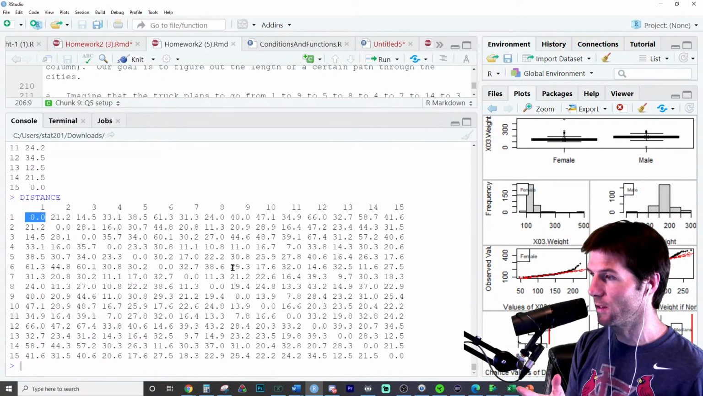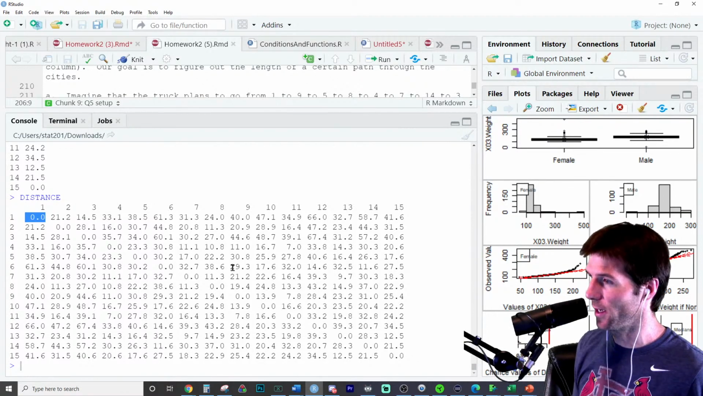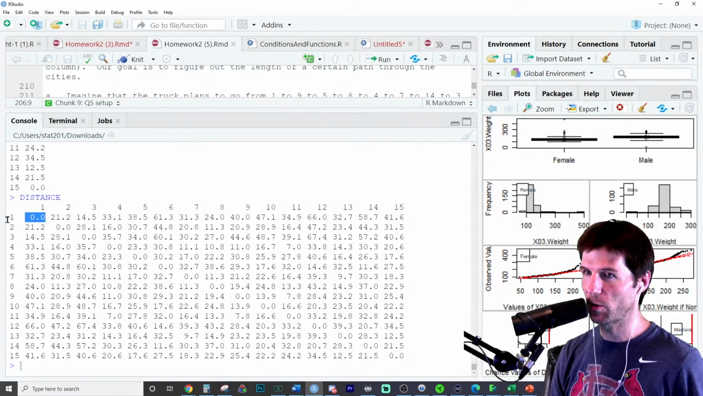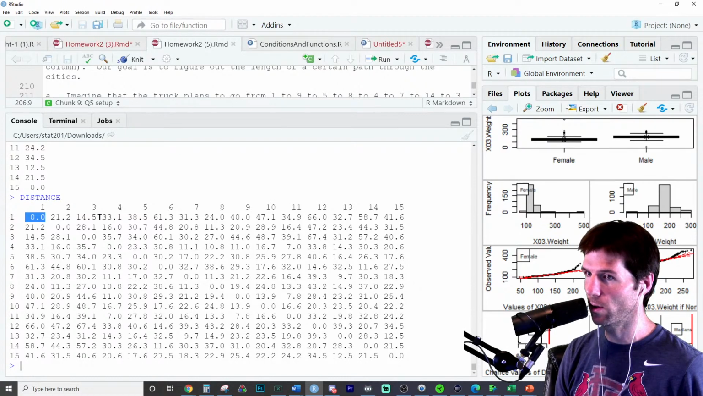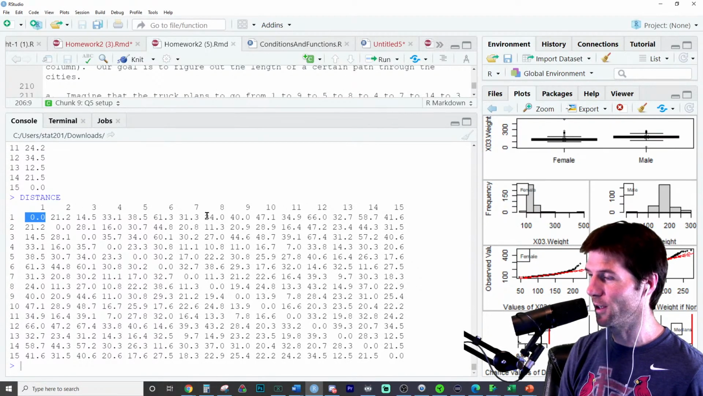We have 15 cities like Knoxville, Nashville. And this asks, what is the distance between Knoxville and Knoxville? This is like the difference between Knoxville and Nashville, Knoxville and Chattanooga, Knoxville and Gatlinburg, Memphis, Johnson City, Kingsport, Bristol. I'm running out of cities I know. Knoxville, Farragut.